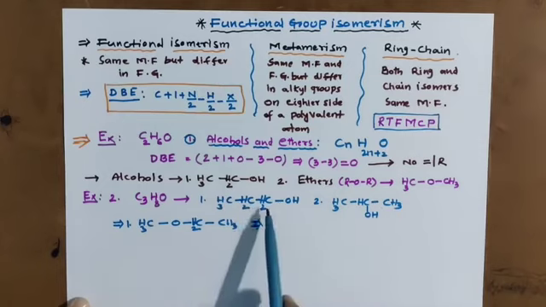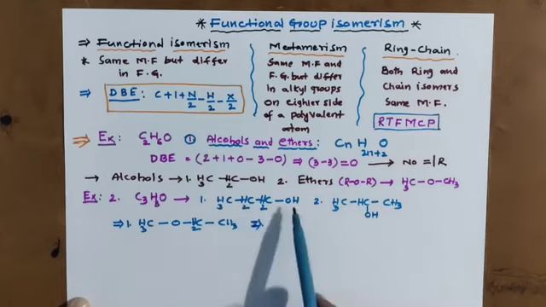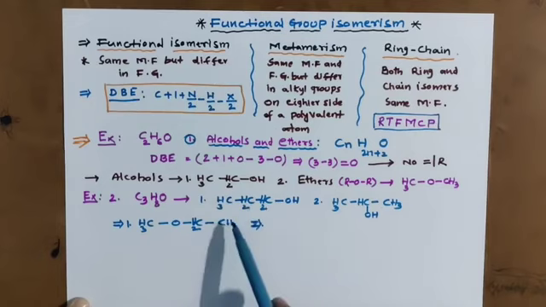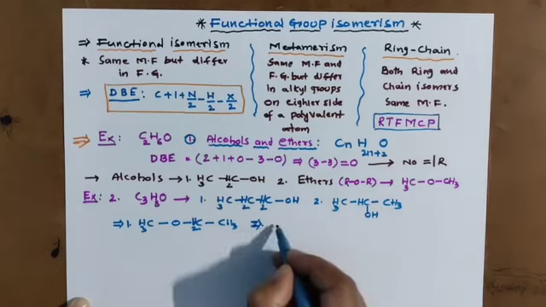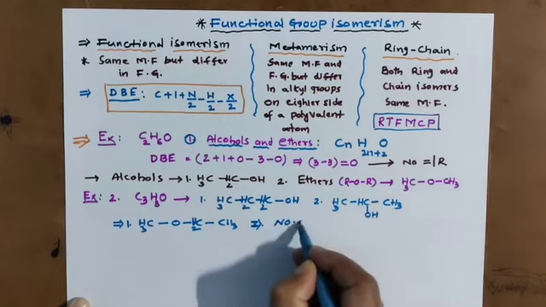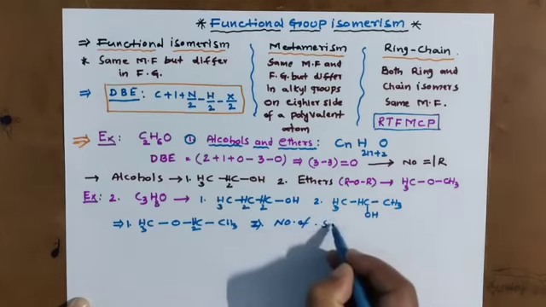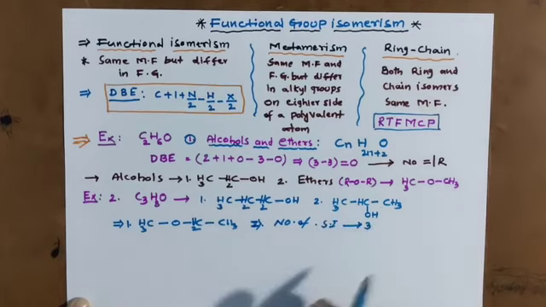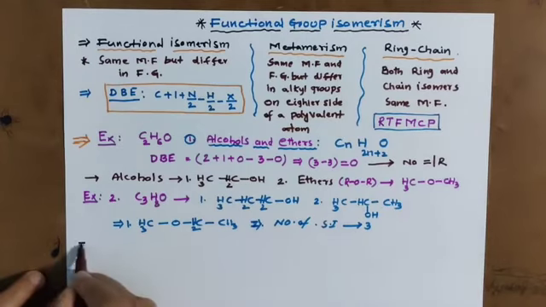Total how many structural isomers? Three you are getting: 1, 2, 3. How many functional group isomers? These two only you are getting. So the number of structural isomers is 3. Why? Because two alcohols, one ether. But functional group isomers means these two only. Clear? So one more example I am taking here.